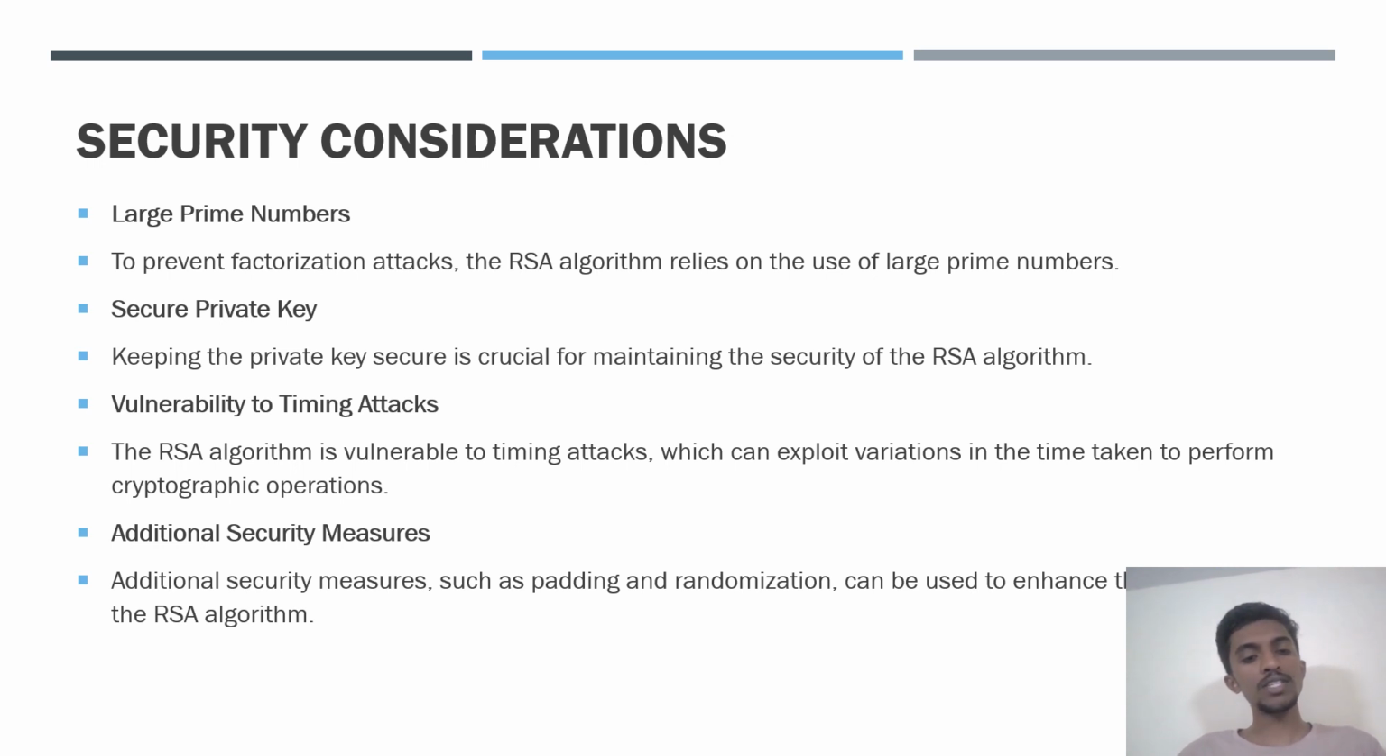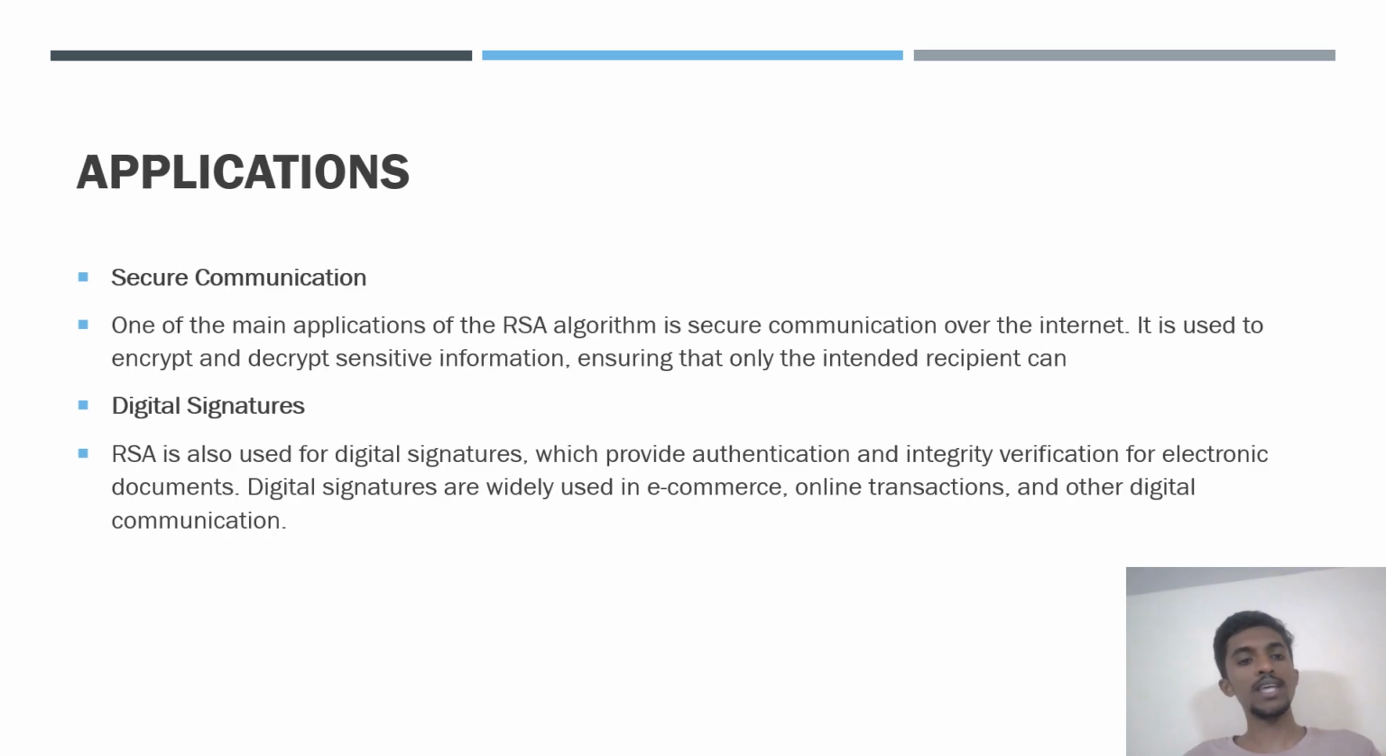And we also need to consider some additional security measures like padding and randomization. These can be used to enhance the RSA algorithm. So we need to look at padding and randomization. These are two terms we need to consider in addition. So these are some security considerations when it comes to the RSA algorithm.